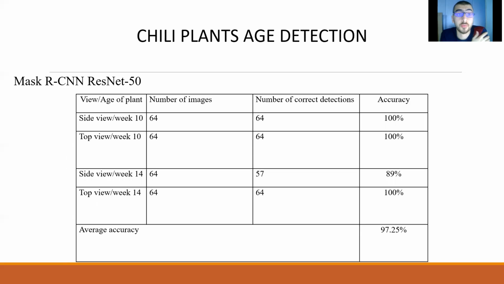As for the second model, Mask RCNN ResNet 50, almost all of the objects were detected successfully. However, we had an issue with side view week 14 also. Some of the objects were not detected. And the accuracy of this model was 97.25%.